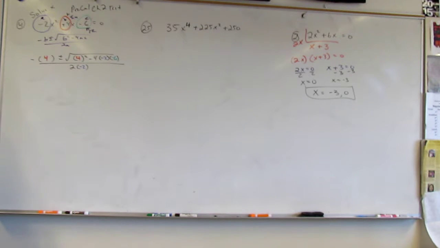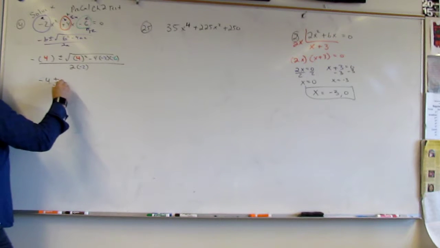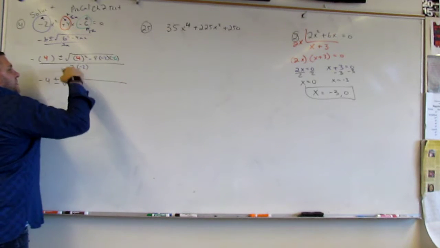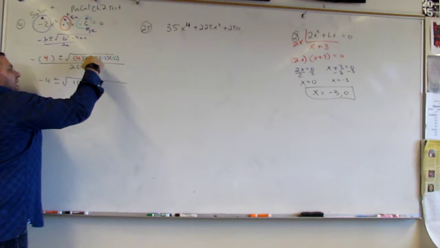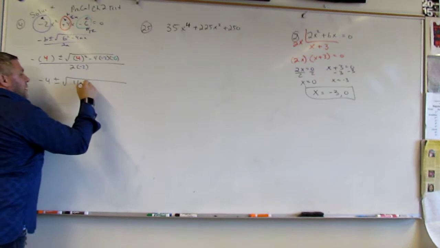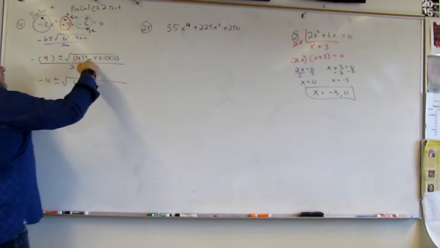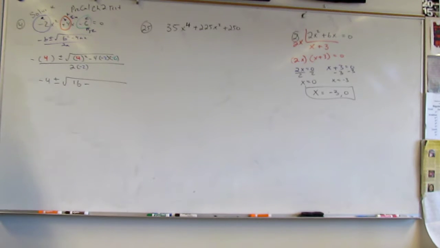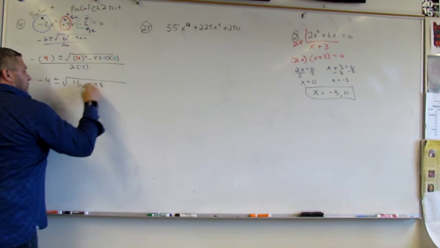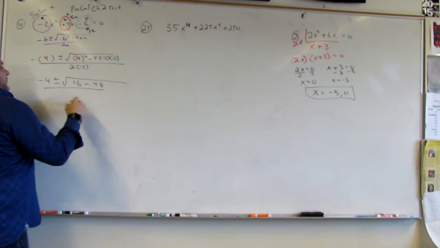And now we can do the math. Negative 4 is negative 4, plus or minus 16. What's a negative times a negative times a negative? Negative. And then 4 times 2? 8 times 6? All over negative 4.